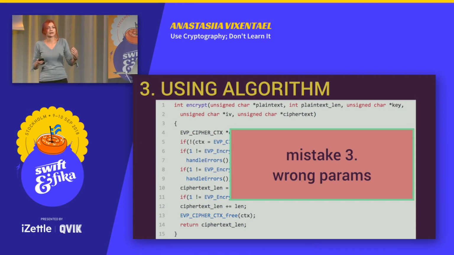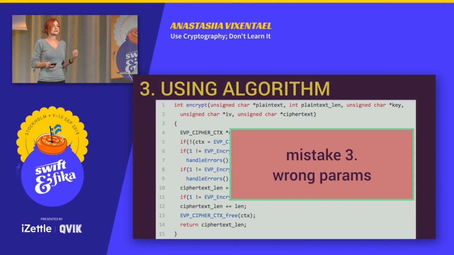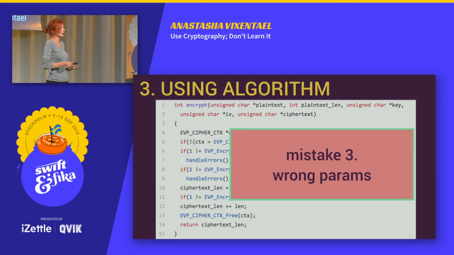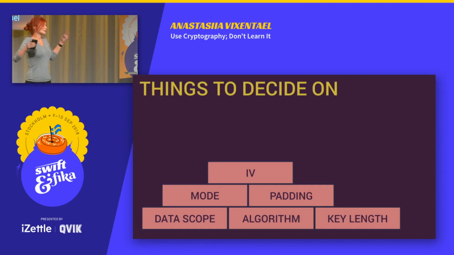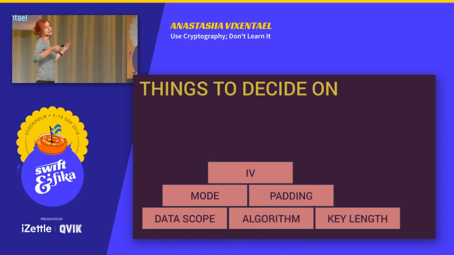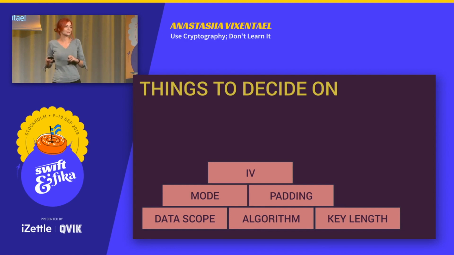And there can be other mistakes, like using the same init vector again and again, or forgetting about padding, or using the wrong padding that may lead to a padding oracle attack. So the list of things we should decide on when we are just trying to encrypt the data is growing.